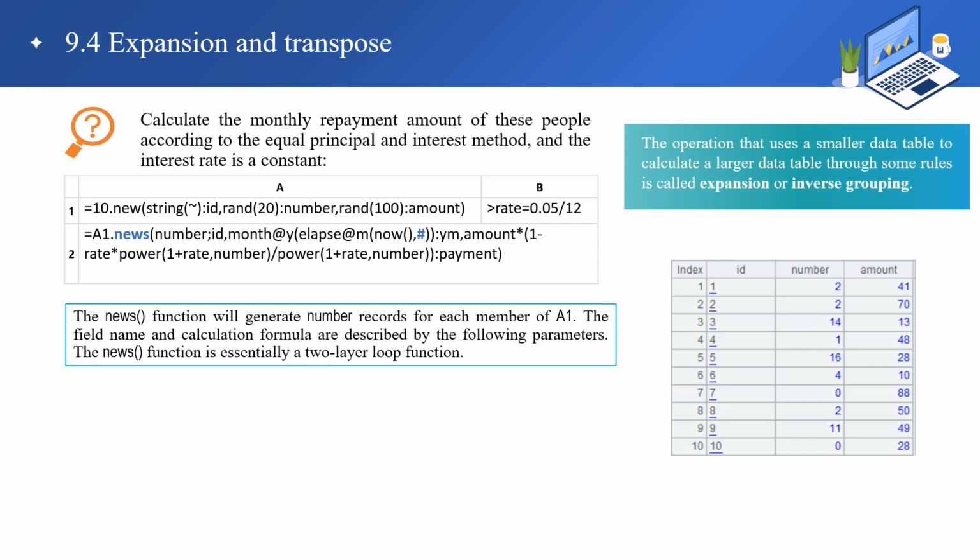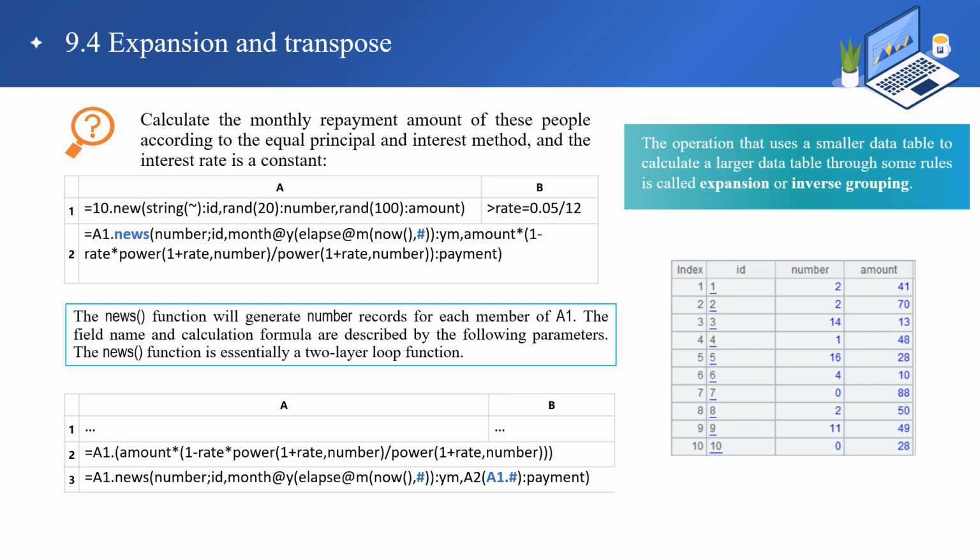The news function is essentially a two-layer loop function. First, it loops through the members of A1, and then it loops through the first parameter number. The parameters after the semicolon are actually for the inner loop function, that is, hashes for the number layer, i.e., the number of loans, not the member of A1. The calculation amount of this code is a little large. Because the monthly repayment amount is actually the same in the equal principal and interest method, there is no need to calculate it so many times. Just calculate it once for each A1 member. Note that A1.hash is used here to refer to the sequence number of the outer loop function.